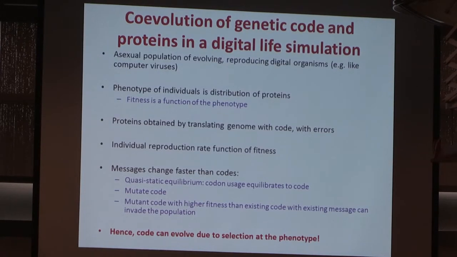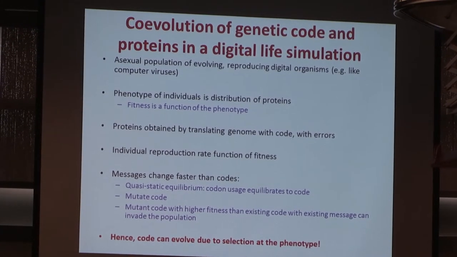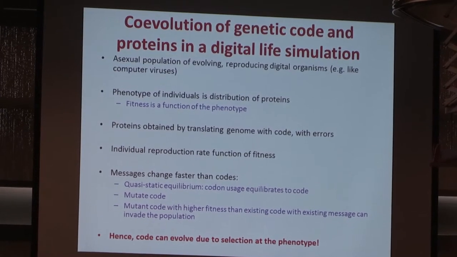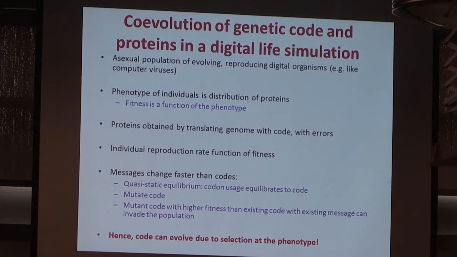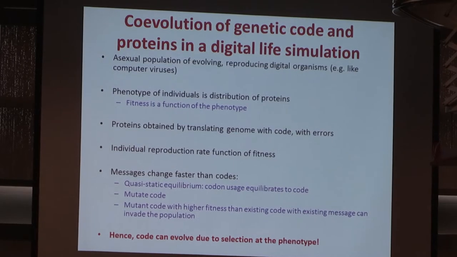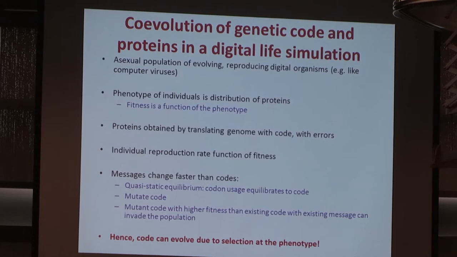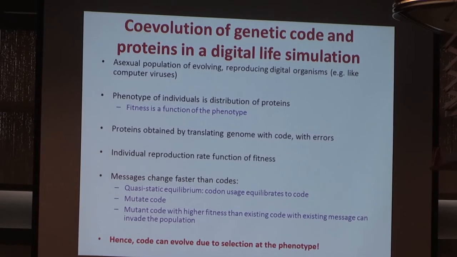Here's what we did. Just like Baricelli did in his early Institute for Advanced Study calculation of digital life, we did a sort of souped-up version of that. We had an asexual population of evolving, reproducing digital organisms. They have a phenotype, which is a function of their distribution of proteins. The proteins are obtained by translating a genome with some code, with errors. The individual reproduction rate is a function of fitness, and the code then can evolve, and the organisms can evolve. So the idea is the organisms evolve in complexity, and the code co-evolves along with the evolution of complexity.